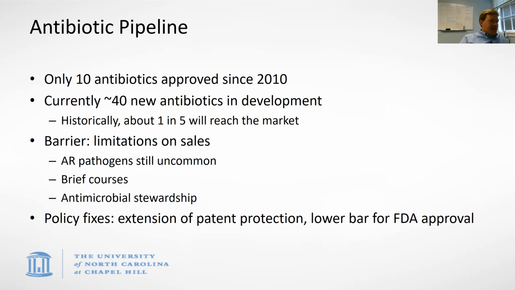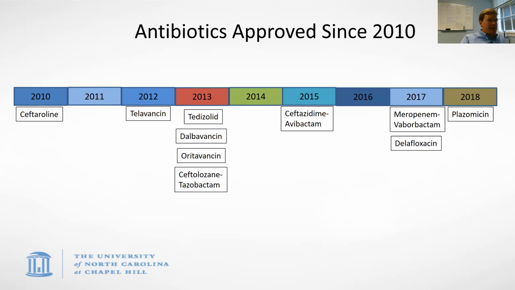There have been some recent policy fixes that seem to be helping, with extensions of patent protection and a lower bar for FDA approval. But when you do lower the bar for FDA approval, you might not have as much information about safety and efficacy as you would for other classes of medications. So these are those drugs since 2010. Going back to ceftaroline, which is a cephalosporin that kills MRSA, in 2010. Telavancin, which has been around for a while in Europe, but was approved in the US. 2013 was a banner year.